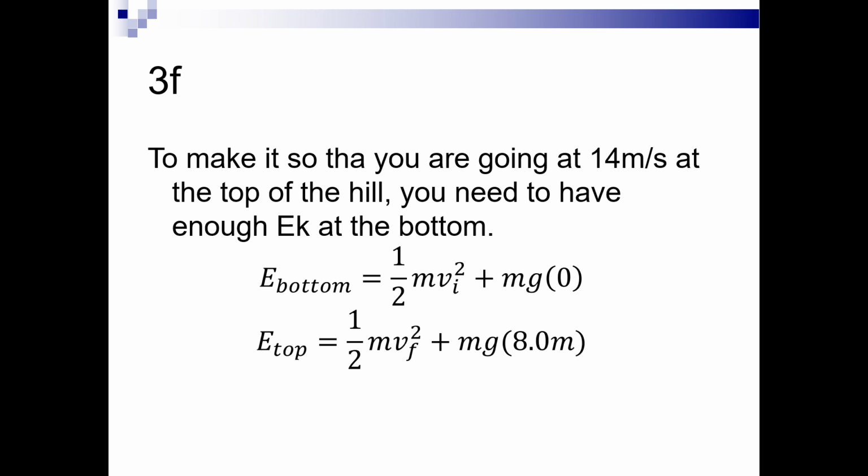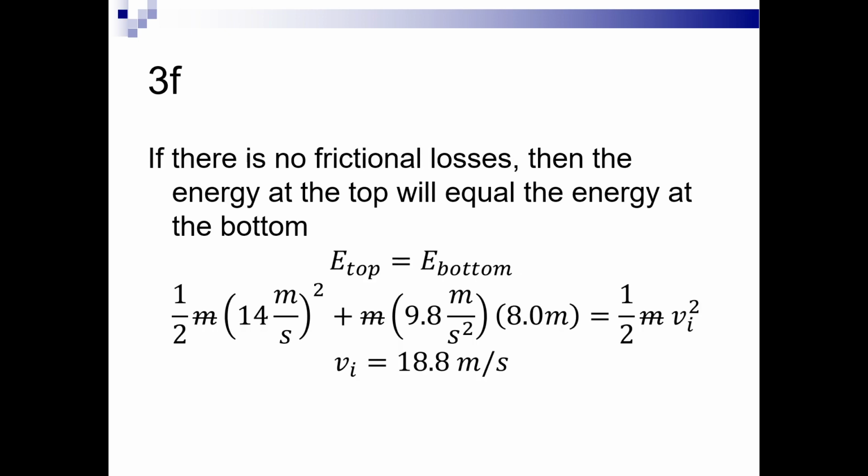But because in the problem they said there's no frictional losses, that means the energy at the top of the hill has to be equal to the energy at the bottom of the hill. So we set those two things equal to each other. And if you notice that mass is in every single term here, so I can just cancel those all out. And I end up solving and I get about 18.8 meters per second. So if you start out going 18.8 meters per second, that's the fastest you can be going at the bottom of the hill and stay in contact. So your stunt where you're going 17 meters per second, you'll definitely be able to stay in contact with the hill all the way across. So that should work.